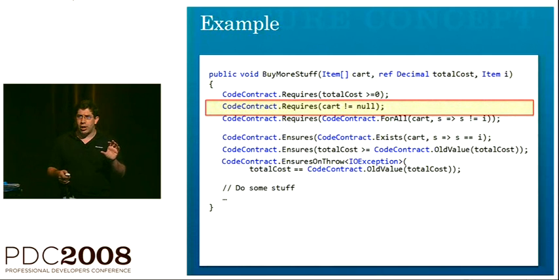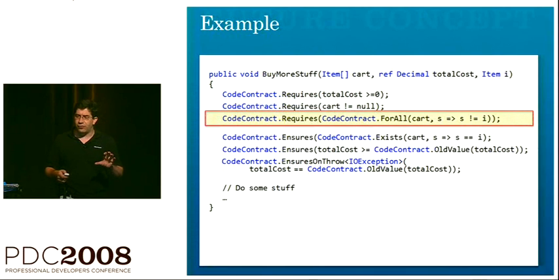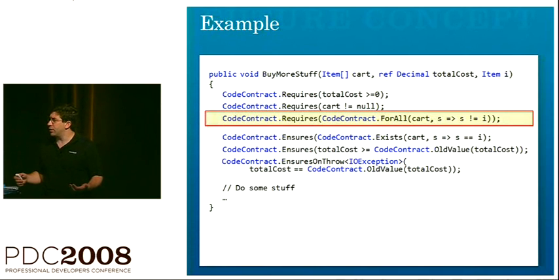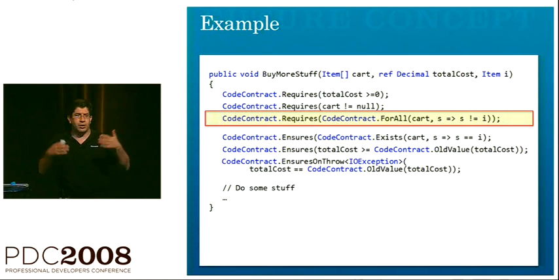Now I'm going to show you where code contracts start to get a little more interesting than assert statements. We have things like this for all statement, right? So we could say, for instance, that for all items in the cart, none of them are equal to the item we're passing in. That item is not already in your shopping cart. Now you could do that kind of thing with an assert statement. You could put a for loop around an assert statement, and it would do the same kind of check.